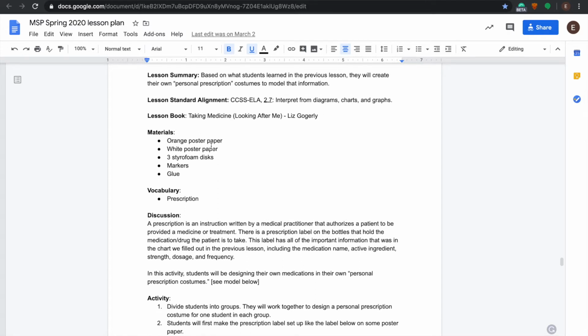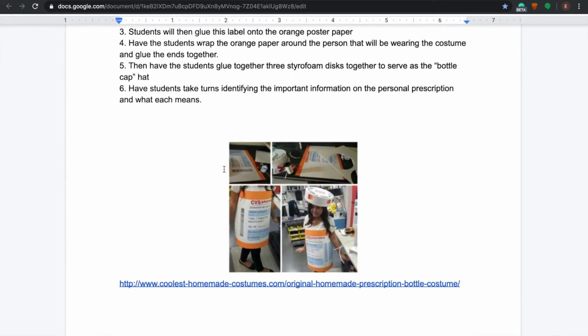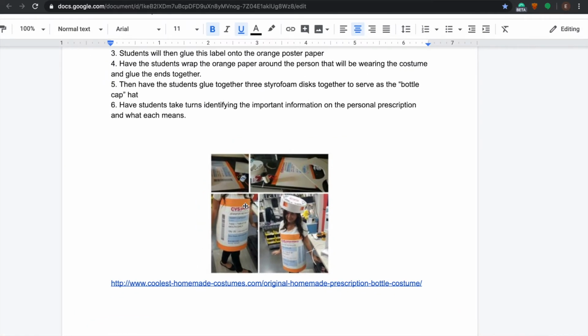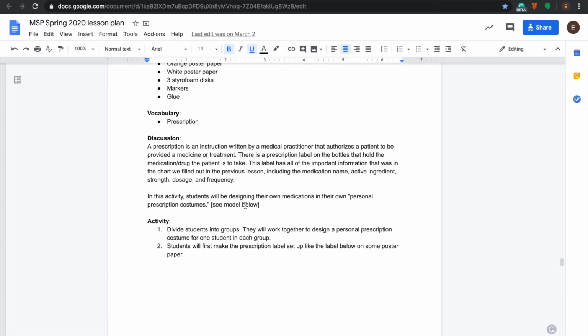So, why do they need all of these materials? Once they're done with the activity, they're gonna have these really awesome costumes. It's gonna be their very own pill bottle. They can make up the information, which is really awesome. I think it's one of the best activities the students can do.